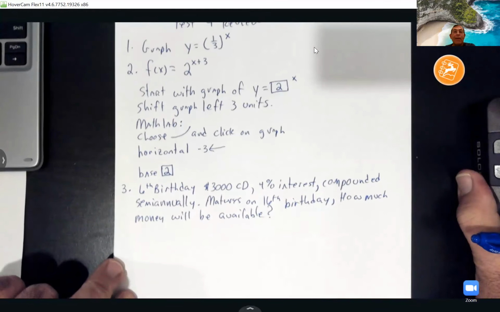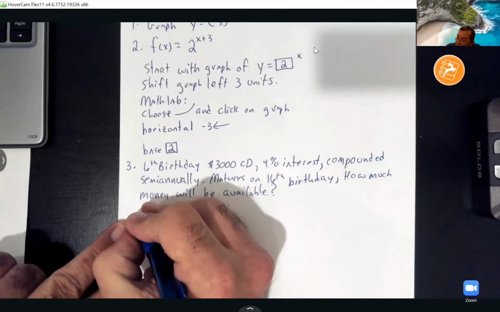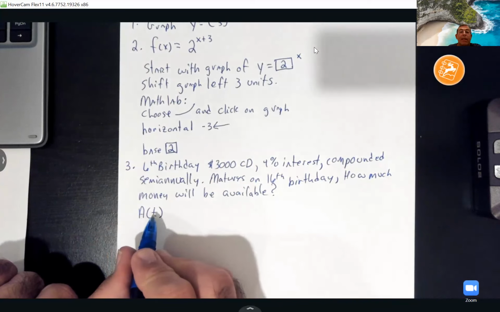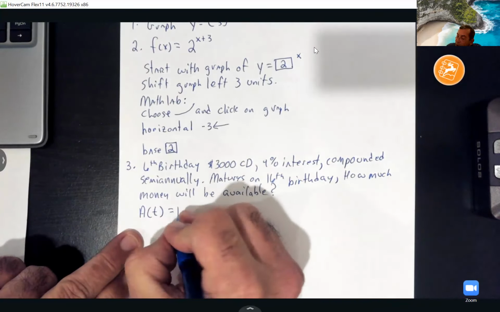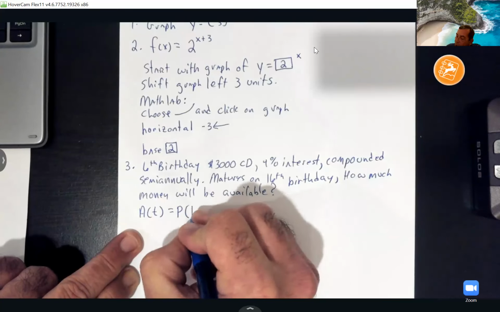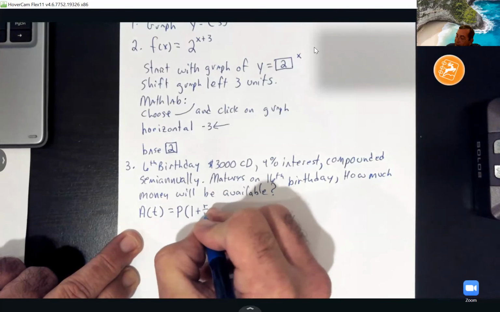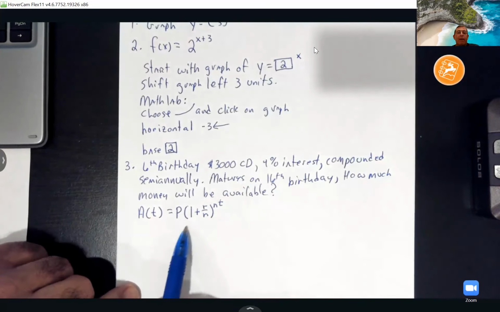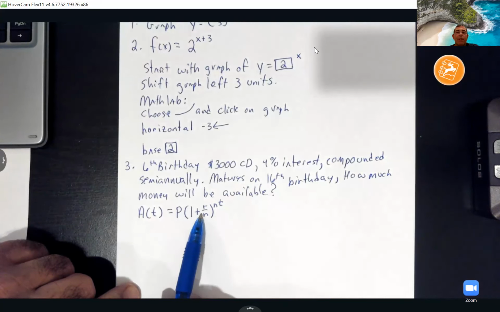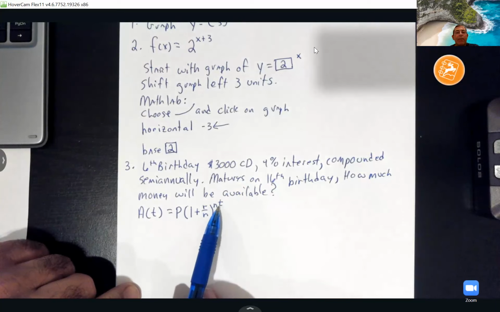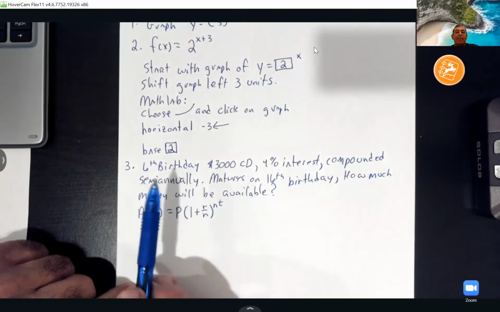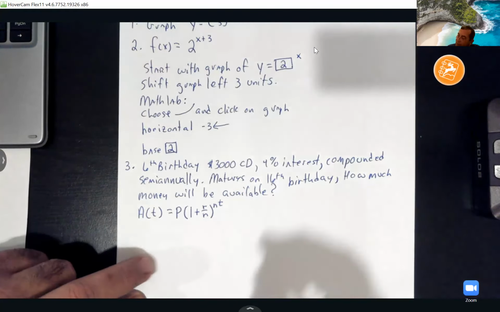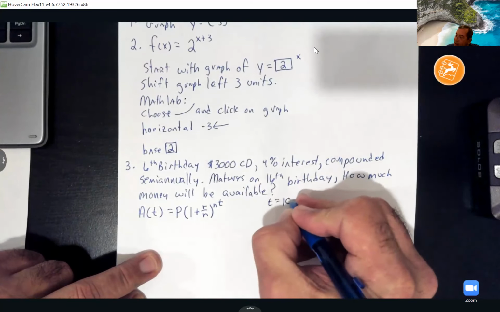All right, y'all. So I gave us a formula for this kind of problem, and it was the amount, which is A of T. So the amount at any time T would equal P times 1 plus R divided by N, all raised to the N times T. And y'all, we got everything we need to put into this. What we got to figure out is how much time passed between the 6th birthday and her 16th birthday. So for this one, our T is going to be 10 years.